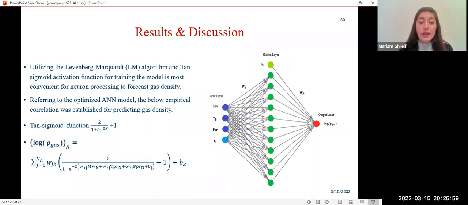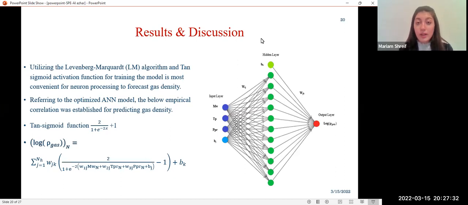And we use the tan sigmoid activation function for training the model, which was the most convenient for neuron processing to forecast the gas density. Of course, we have other activation functions such as the sigmoid and the ReLU. But for our case, we use the tan sigmoid function, which is 2 over 1 plus e to the power minus 2x, minus 1. So it will return values ranging from -1 to +1.